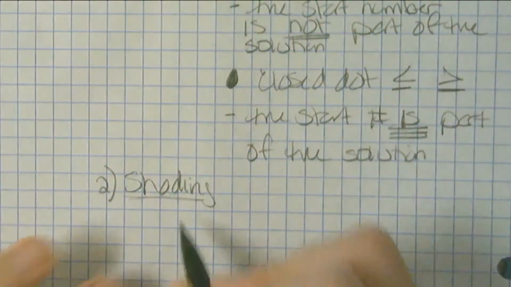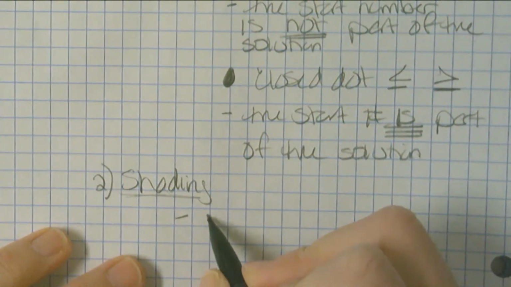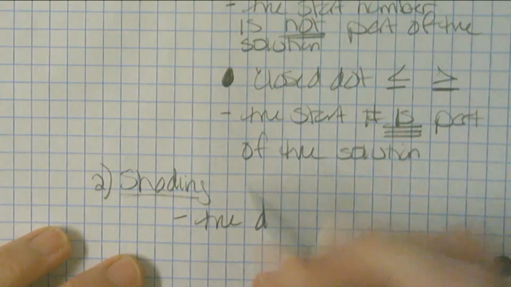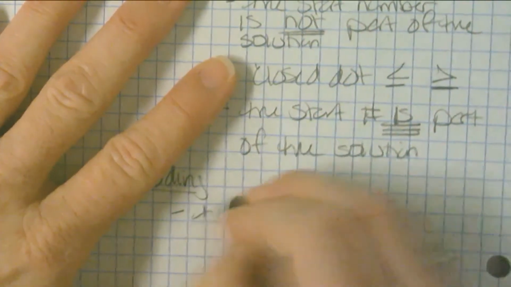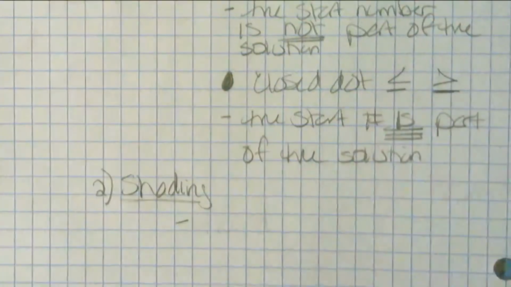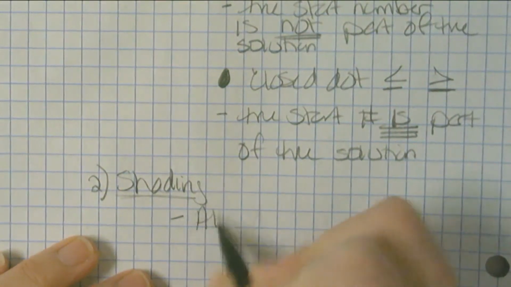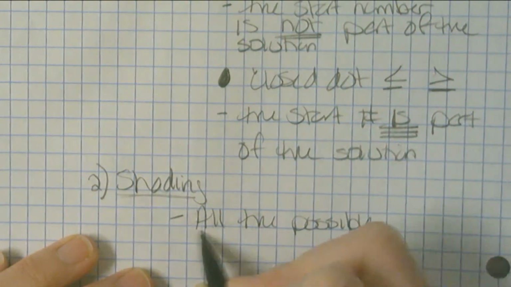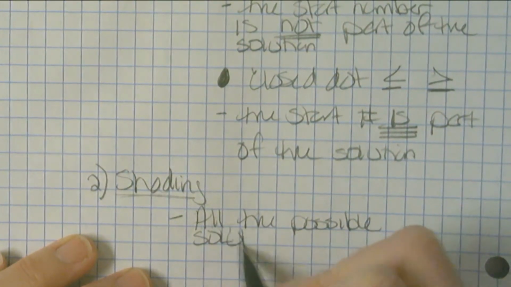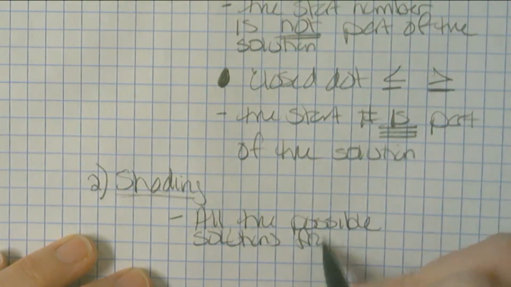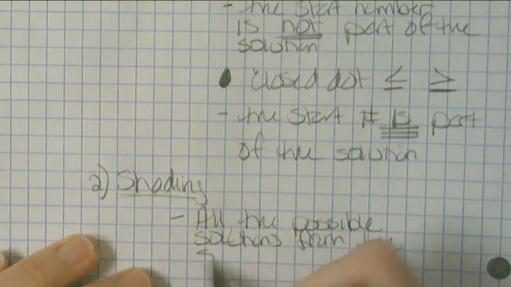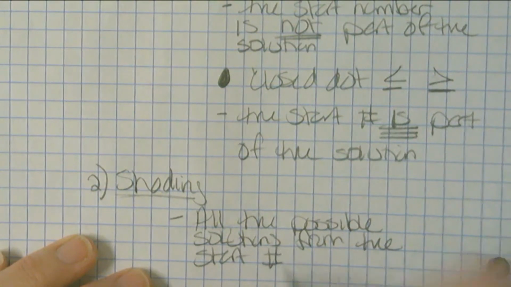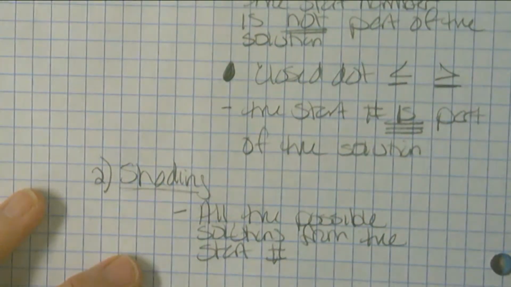All right, the shading is all the possible solutions from the start number. So it's the direction that all the possible solutions are going to be going.